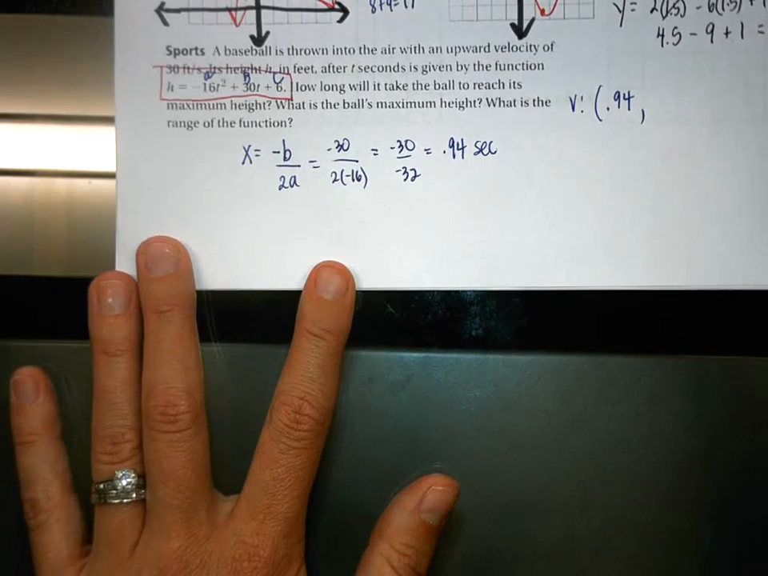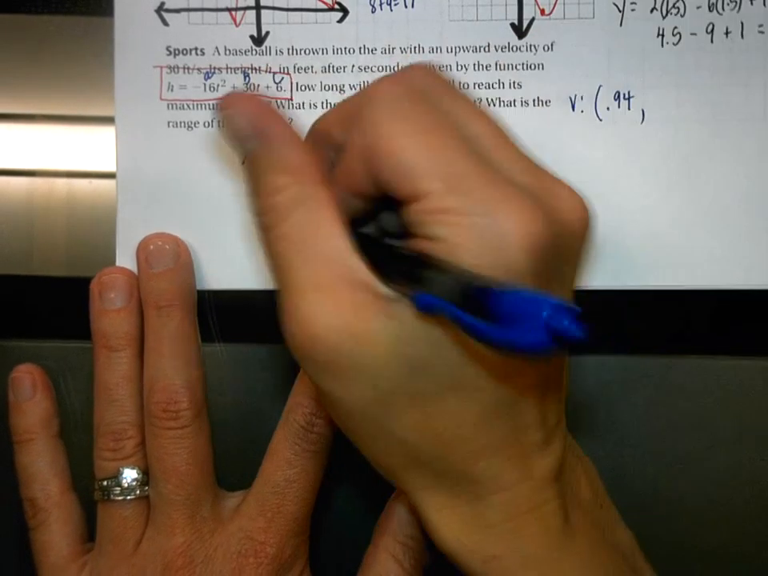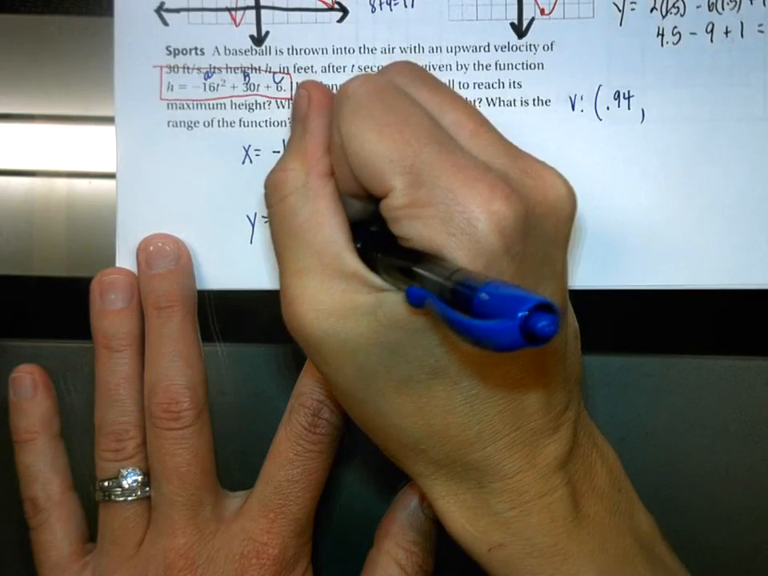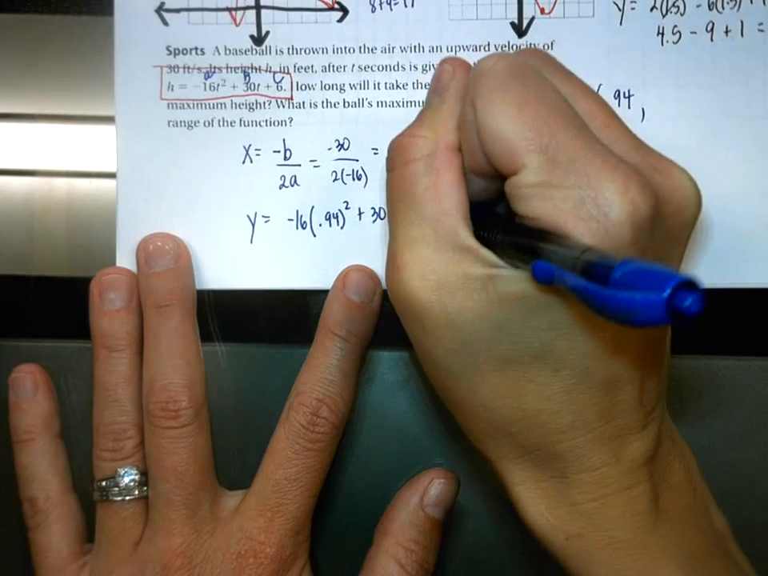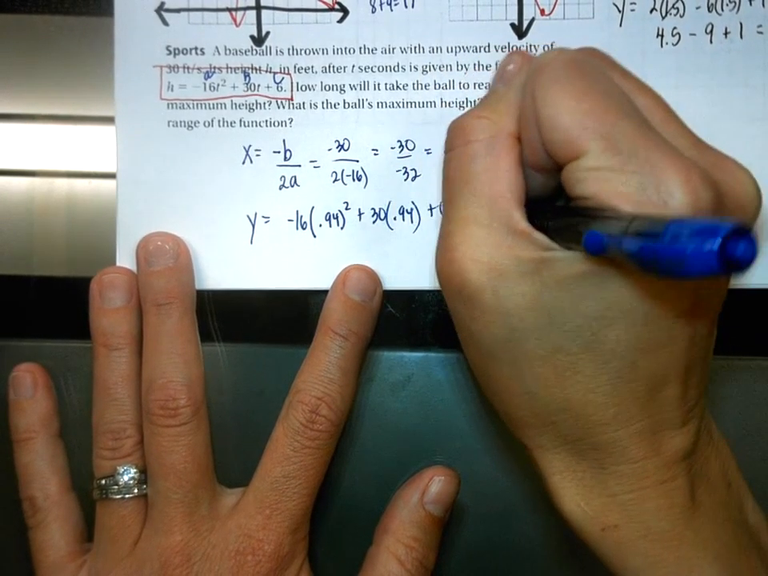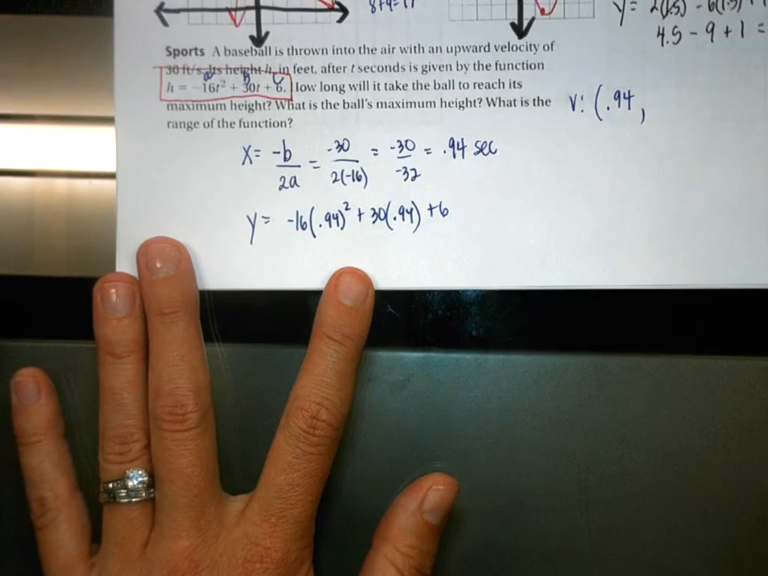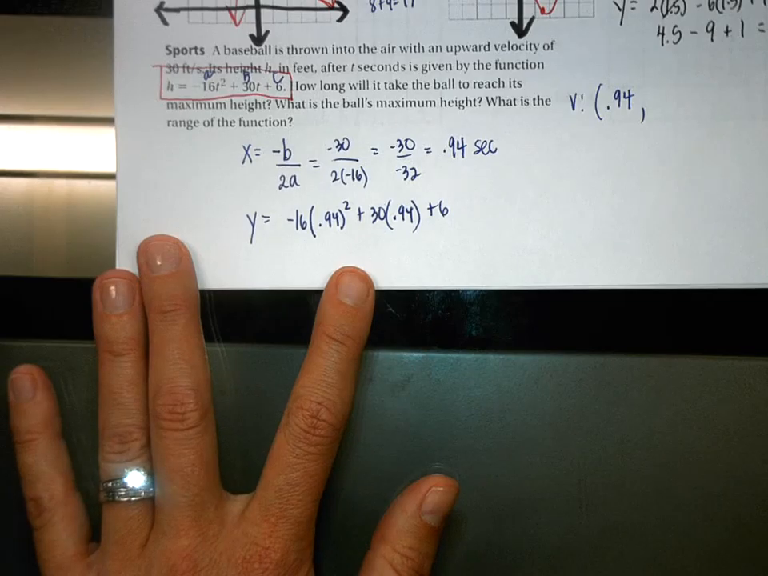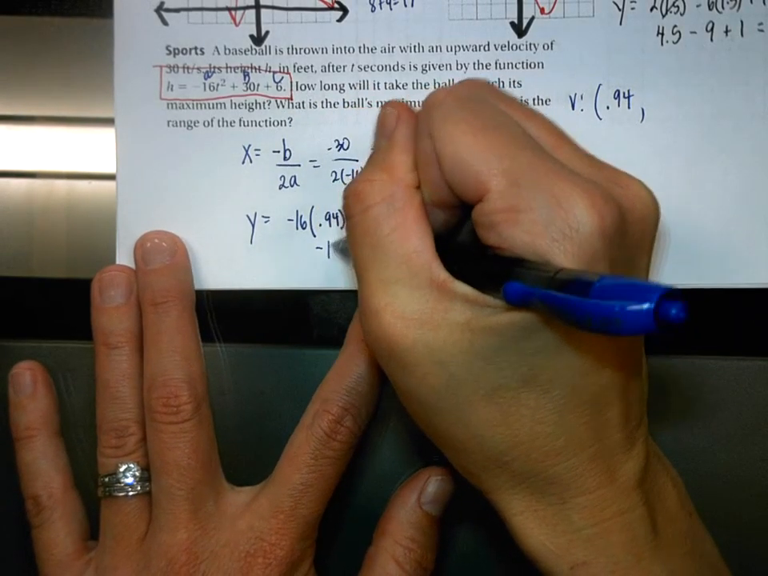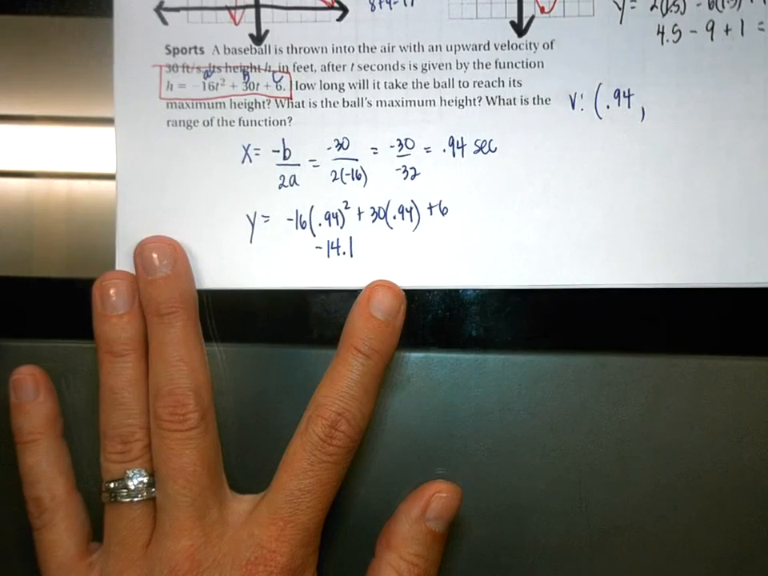How do I find the y? Or the h? Yeah, plug it in. I'm just going to do y. You could do h, however you want to. So we have negative 16 times 0.94 squared plus 30 times 0.94 plus 6. So in your calculators, you first need to take care of the square. So you type in 0.94 and square it. And then once you square it, I would just keep that value in there and then multiply by negative 16. And what do you get? 14.1. Good. So that'll be negative 14.1. And then 30 times 0.94.